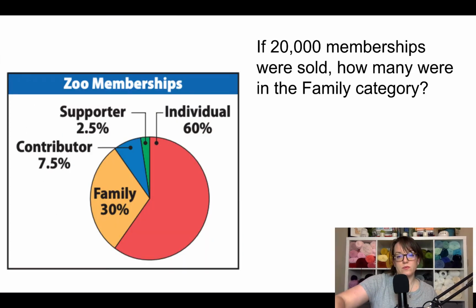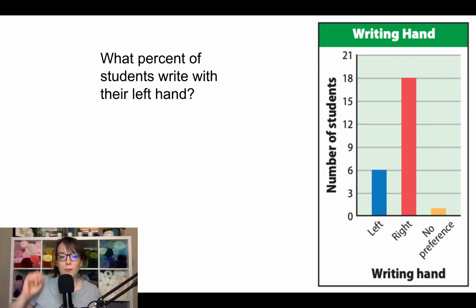What percent of students write with their left hand? Again, we're going to ask ourselves some questions. Do we know how many students write with their left hand? Yes, it told us there's 6. So I'm going to write that down. Do you know how many total students there are? Even though it doesn't come out and tell you, you can add these up. So we've got 6, 18, and 1, so that'd be 25.